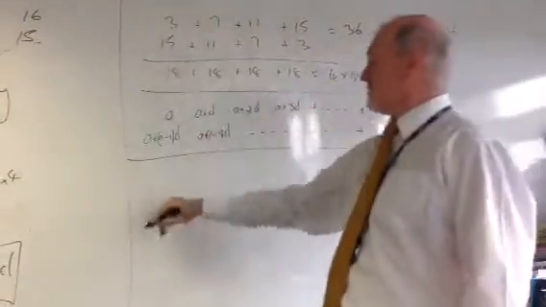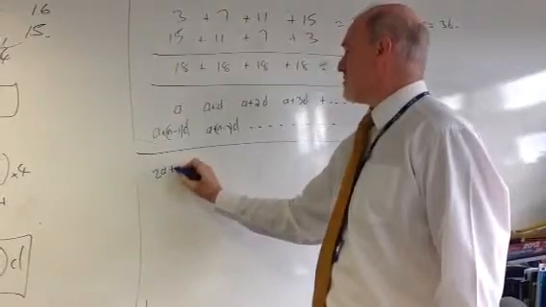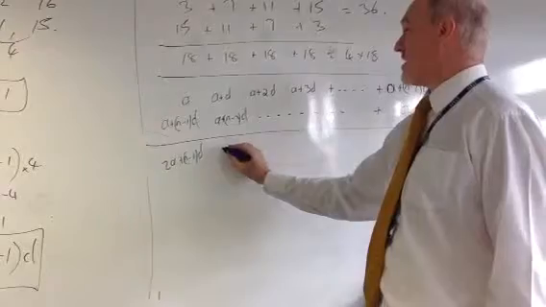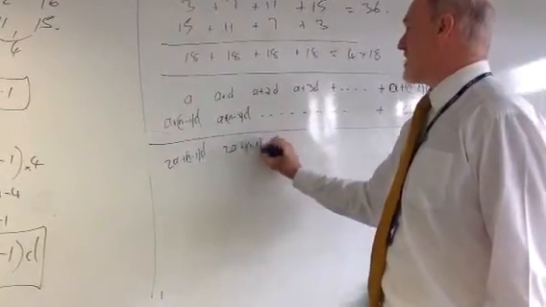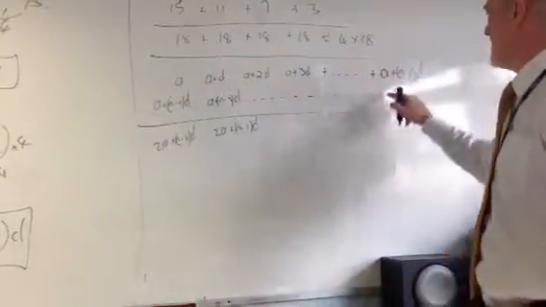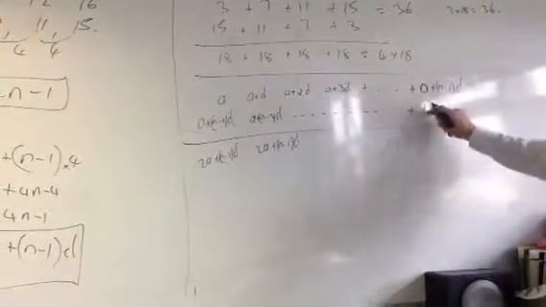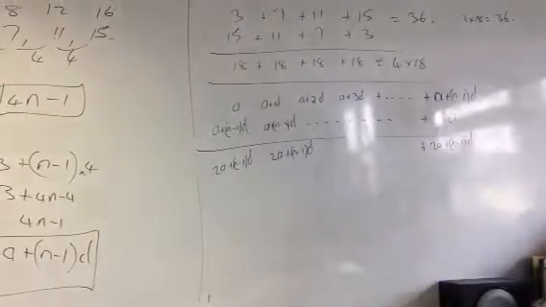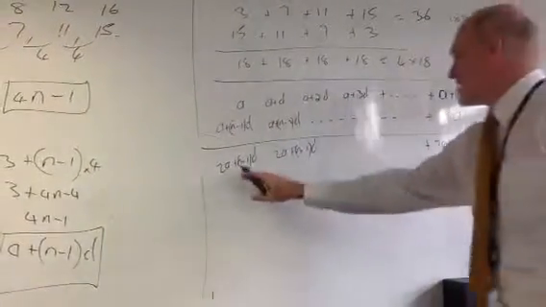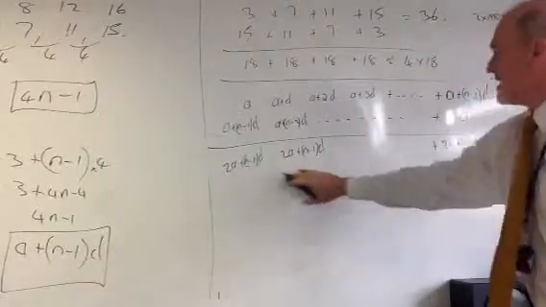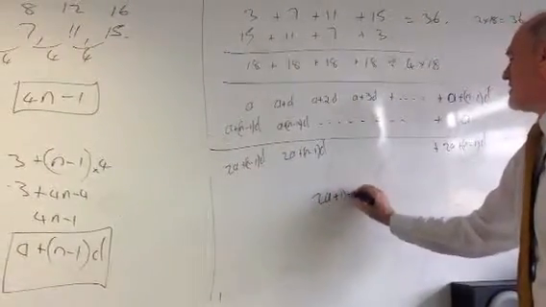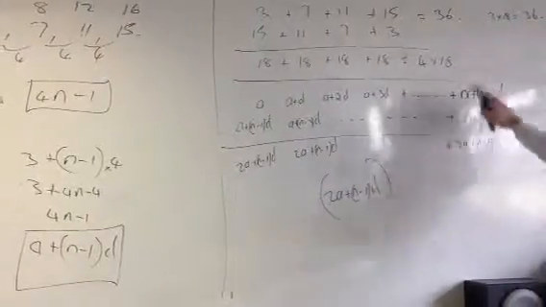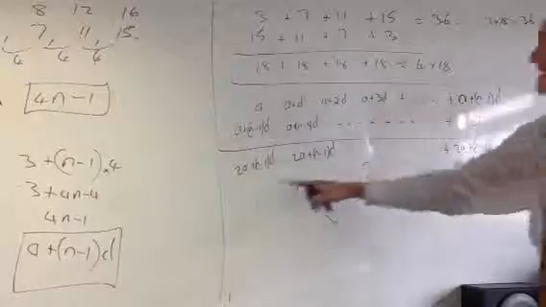If I add these up, that gives me 2A plus n minus 1 times D. If I add this up, I get the same thing. 2A plus n minus 1 times D. You can check it out yourself later. If I add these up, I get the same thing. 2A plus n minus 1 times D. So my total is 2A plus n minus 1 times D, n times. Up here we did it 4 times. Down here we're doing it n times.